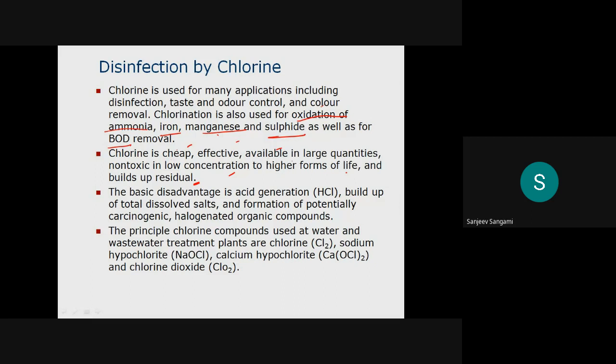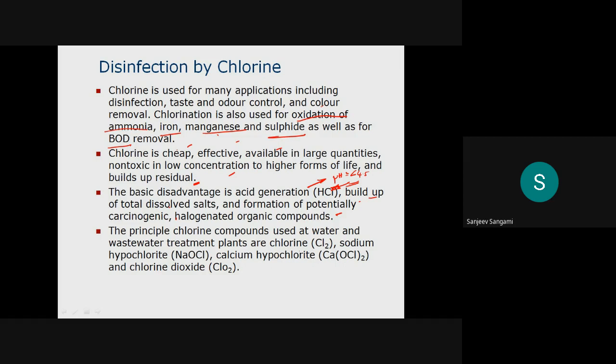The basic disadvantages are acid generation, that is HCl, and the formation of some trihalomethanes. I'll explain in what process they are generated. Normally, the generation of HCl occurs if the pH of the water is less than 4.5. There is also a buildup of dissolved solids and formation of potentially carcinogenic halogenated organic compounds.